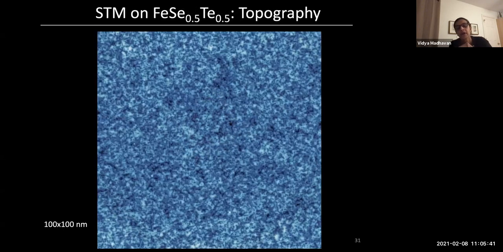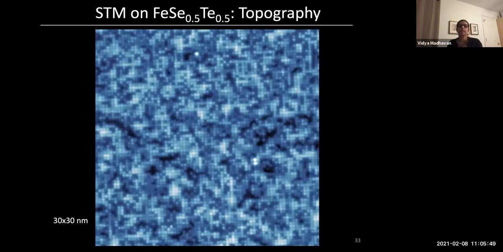So here's an STM topography. If you squint, you can see the atoms, but we can zoom in. And these are the atoms. Remember, this is an alloy. It's iron, selenium, tellurium. So there's a lot of disorder that you see with your eye. And the reason is that there's a different contrast in STM between the selenium and the tellurium. And in fact, if you look carefully, you realize that this is almost 50-50. So the dark areas and the bright areas occupy 50% of the image, and that's exactly what you want.